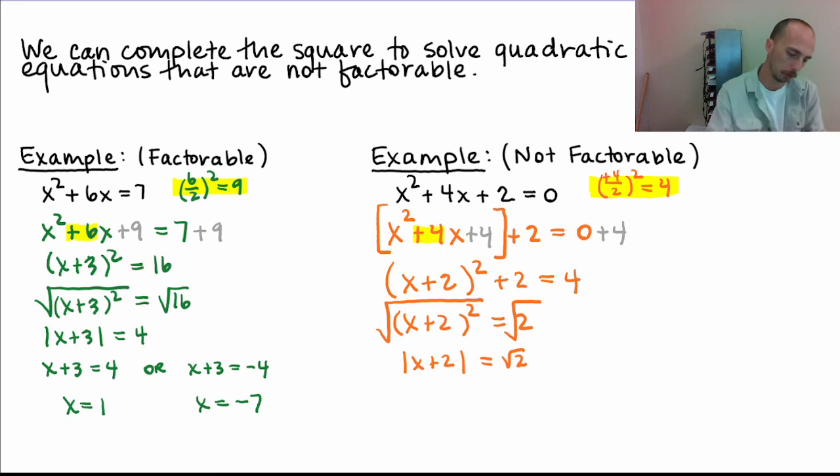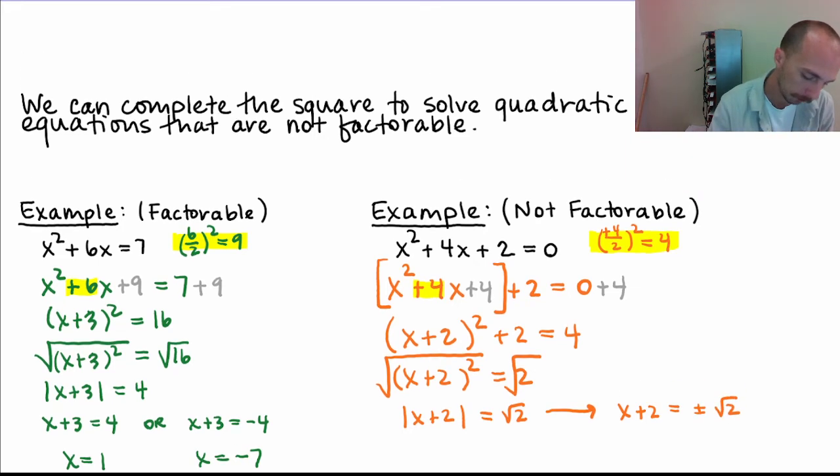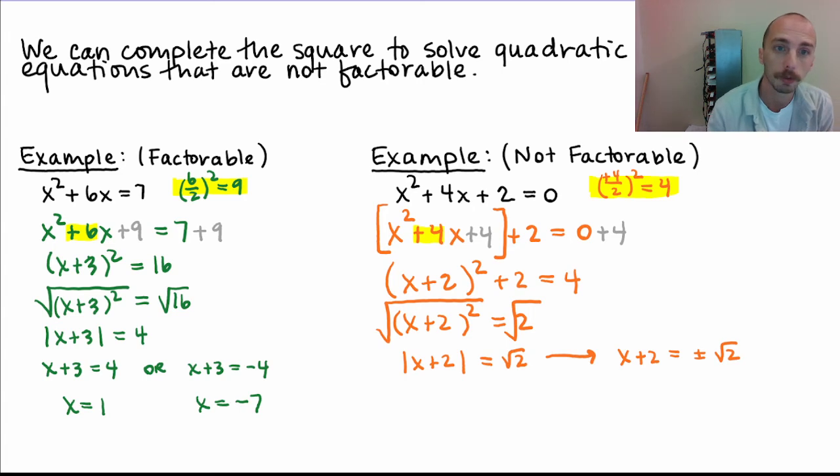And maybe, to save some room, I can go over here and I can say, okay, if the absolute value of a thing is root 2, then that thing is either root 2 or it's negative root 2. So I could use a plus minus. So I could say x plus 2 equals plus or minus the square root of 2. And I could solve for x by subtracting 2 from both sides.